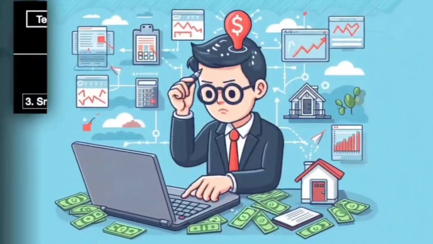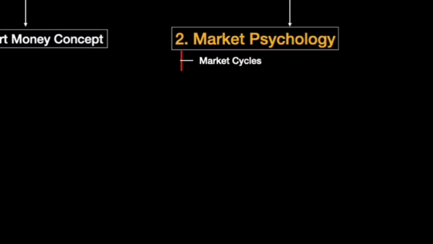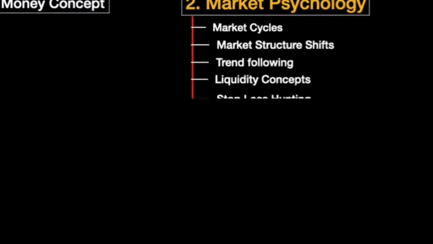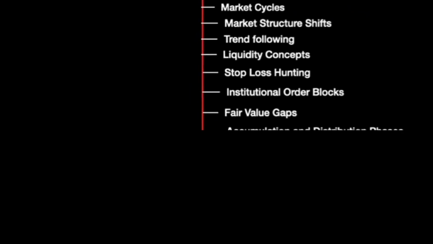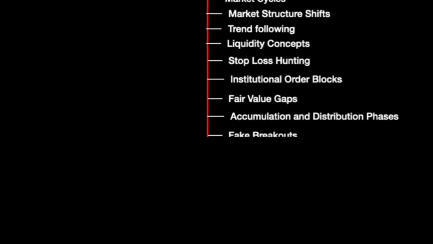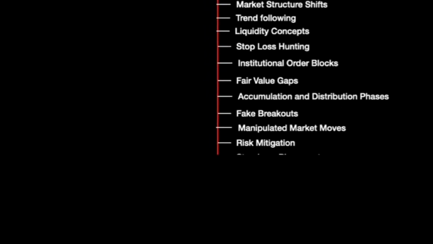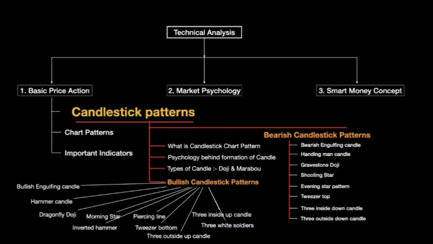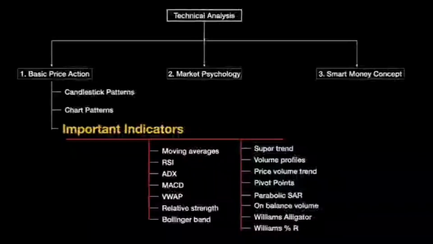We will cover topics: market cycles, market structure shifts, trend following, liquidity concepts, stop-loss hunting, institutional order blocks, fair value gaps, accumulation and distribution phases, fake breakouts, manipulated market moves, risk mitigation, stop-loss placement, and market manipulation during news events. So friends, this was an introduction to the basic to advanced levels of technical analysis or price action. In our upcoming videos, we will cover all these topics in depth.